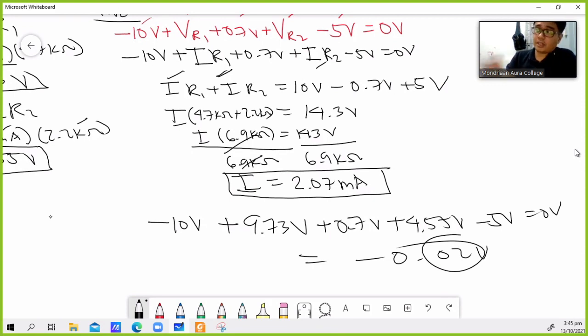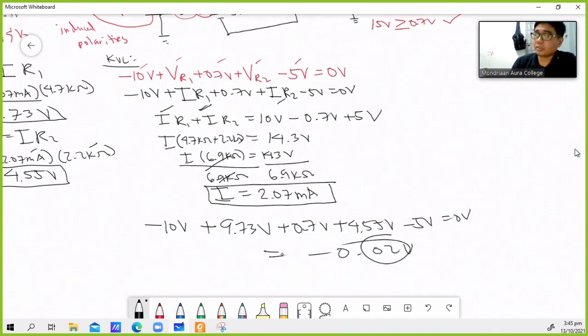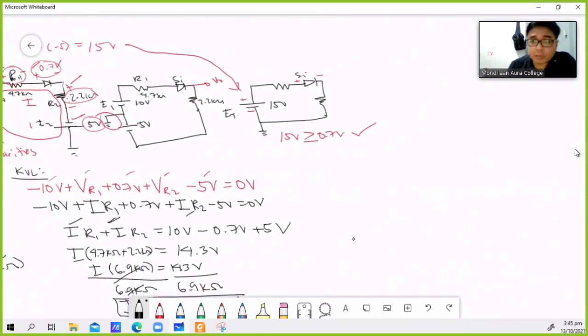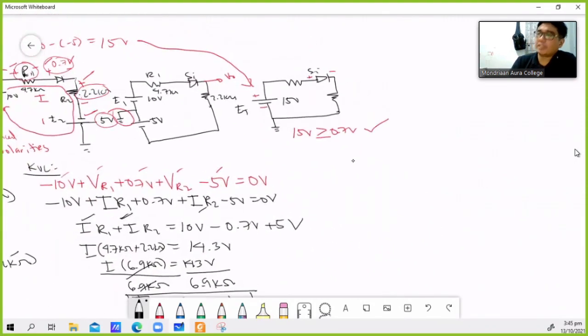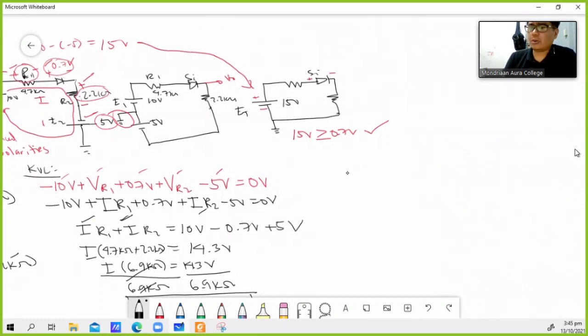So one way to check kung tama yung nakuha natin sa sagot, i-summation natin lahat ng voltages at equate natin sa 0. So dapat maging equal to 0 yan, or almost 0 in this case kasi nag-round off tayo. Okay. So next, ano pa yung pinapahanap sa atin? Output voltage VO or V sub O or V out. So paano natin kukunin kaya yan?